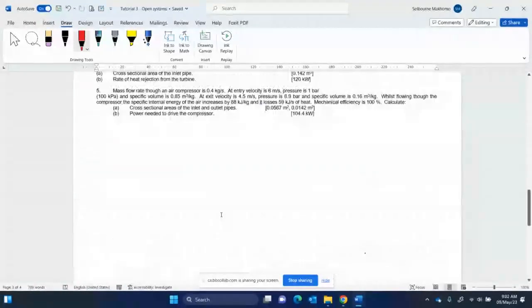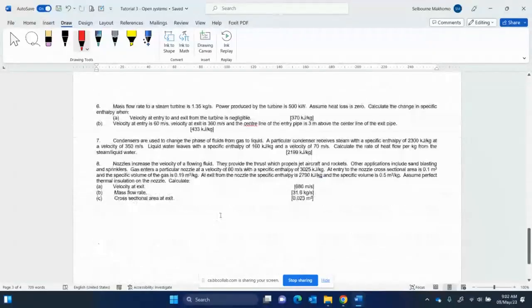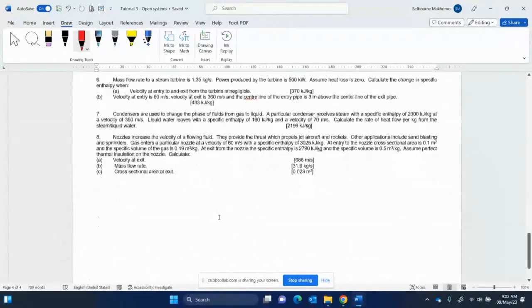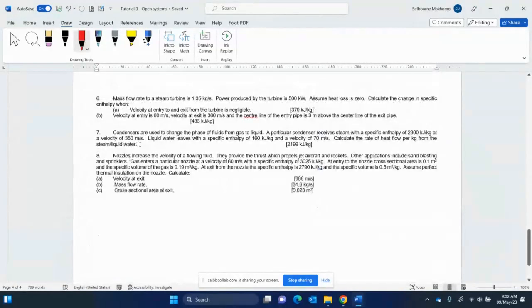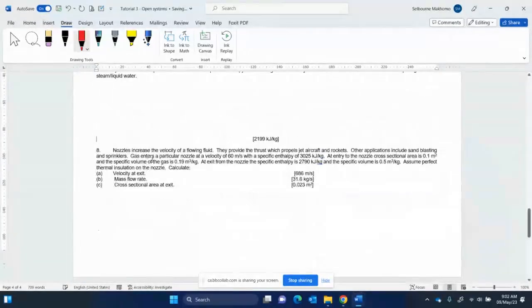A nozzle. Where is a nozzle? How come you don't have a nozzle? Oh, there we go. Question 8. All right, so let's have a look at question 8. The nozzle.